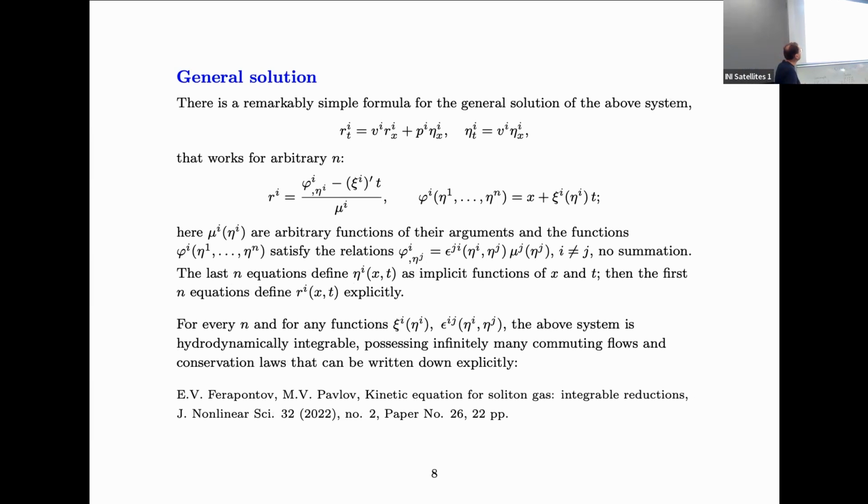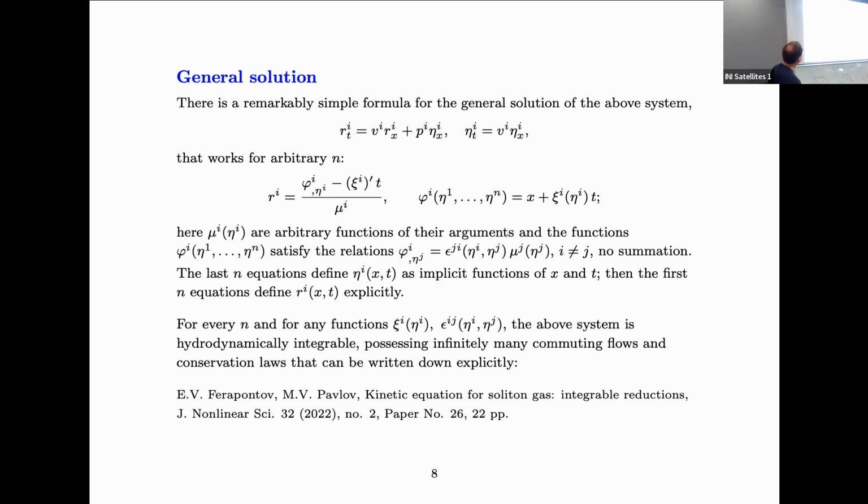So once you recover phi's from these equations, you put them here. From these n equations, you express etas as functions of x and t. These are like analogs of hodograph equations, but for systems of Jordan block type. So you express etas as functions of x and t from these. And then from the first set of equations, you just get Ri's explicitly, right? Once you know etas, you define R's explicitly. This is a general solution.